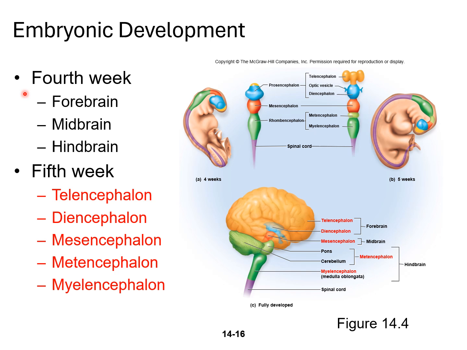So here we go. 4th week, forebrain, midbrain, hindbrain. 5th week, we have these 5 structures. Telencephalon, diencephalon, mesencephalon, metencephalon, and myelencephalon. When you look at it, telencephalon, what does it become? Cerebral hemispheres. Diencephalon becomes the diencephalon, and it starts to form the optic nerve and the retina.